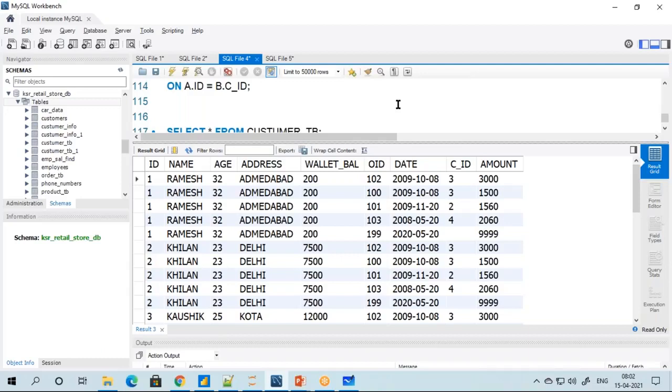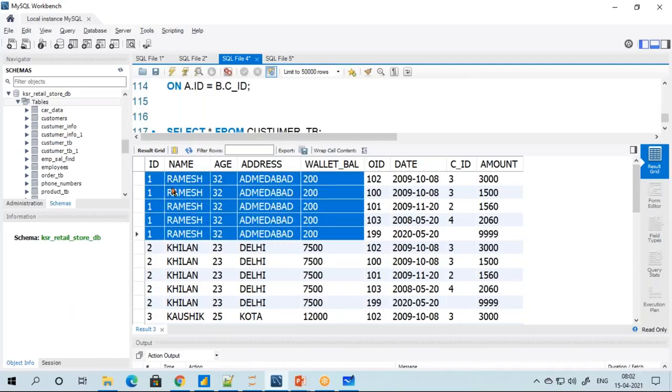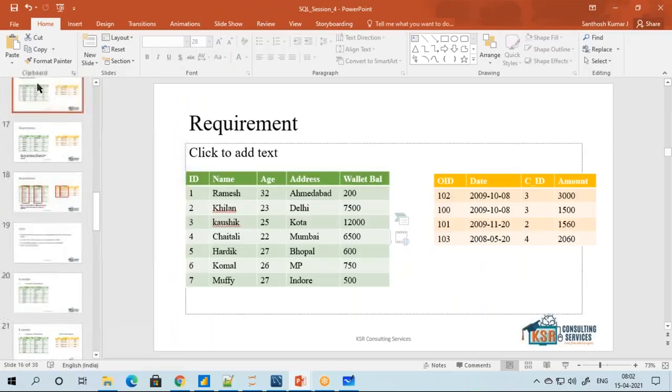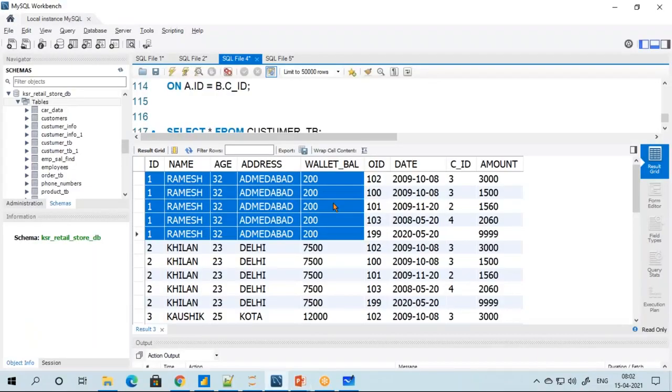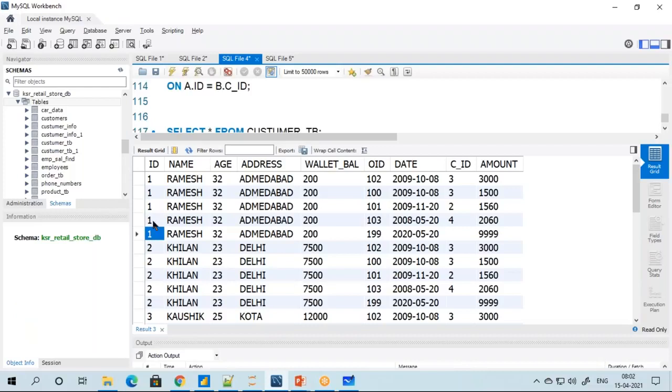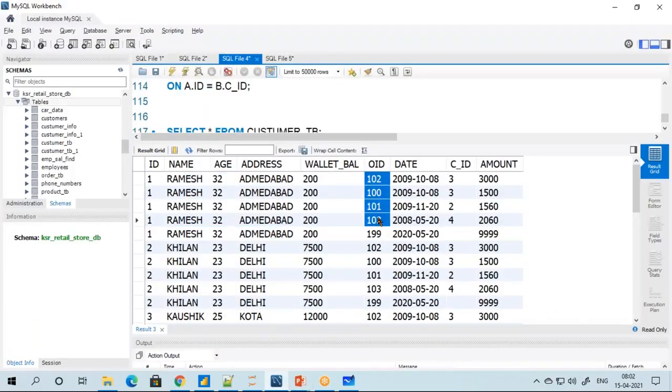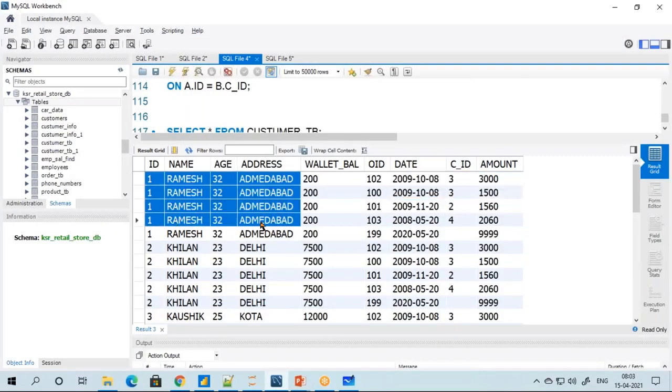Each order ID is going with a separate person each time, with the ID number and order ID. It is getting a lot of duplicates. This is one record. Where is my original table? This is my original table. Ramesh 32, Ahmedabad 200, 1111, one single record is joining with all the records.